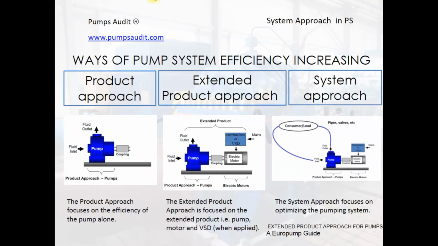The extended product approach is focused on the extended product: pump, electric motor, variable speed drive. The system approach focuses on optimizing the pumping system and considers the complete system, including pipes, valves, process demand, heat exchangers, filters, and so on.